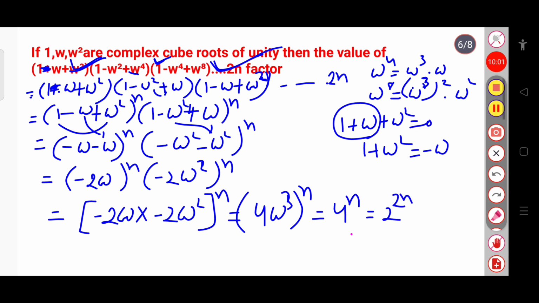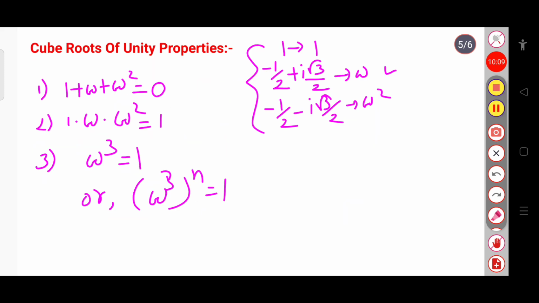So, you can see that the properties of the cube root of unity can be used here. Okay, this is all for today. Thank you.